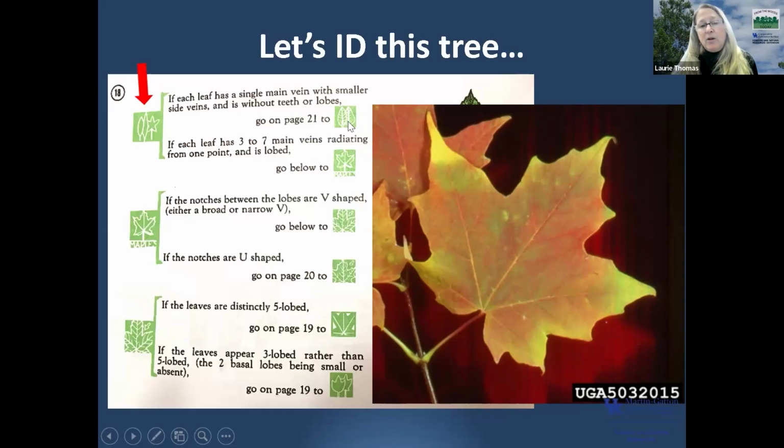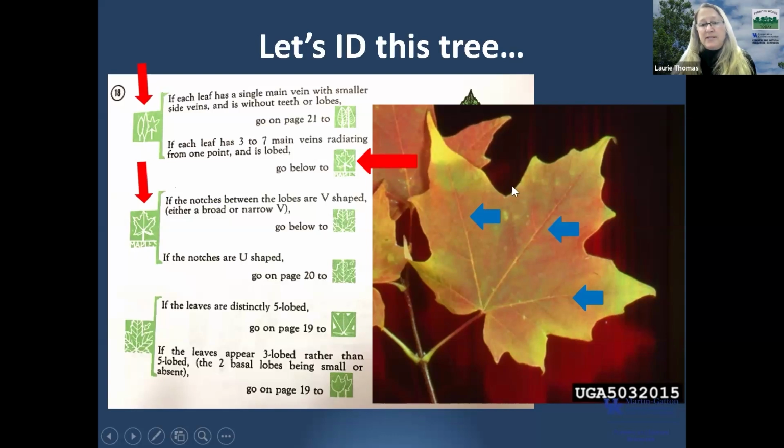It has the main vein with smaller veins running off of it. And it shouldn't have teeth or lobes. It should be a smooth edge, and there shouldn't be any lobes. Or if our leaf has 3 to 7 main veins radiating from one point and the leaf is lobed. Well, our leaf actually looks like that little logo that says maple, but let's count our veins. They all originate from down here at the base of the leaf, and we've got 1, 2, 3 main veins radiating from the bottom of this. So we know that we have a type of maple. So we're going to go down to our little maple logo here. Now it's asking us about those notches, or what we talked about as the sinuses between the lobes.